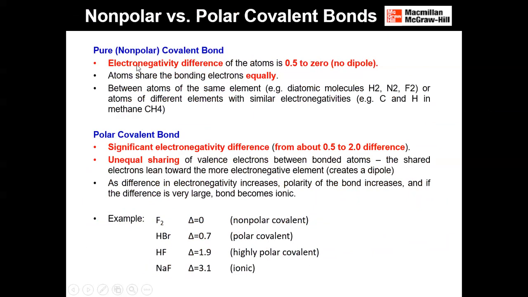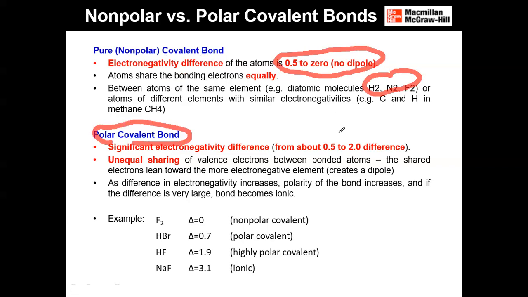So, non-polar versus polar covalent bonds. This is what I told you: pure covalent bonds, or non-polar, with an electronegativity difference of 0 to 0.5, no dipole. Atoms share the bonding electrons equally, for example hydrogen, nitrogen, and F2. Then polar covalent bonds, 0.5 to 2.0. This is what we call unequal sharing. For example, HBr, 0.7. HF is highly polar because of the electronegativity difference.